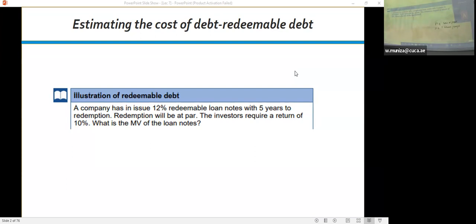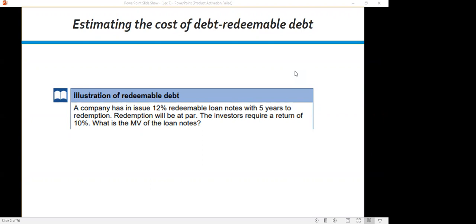So students, at the end of the year 5, because at par, the loan notes have to be redeemed, $100 is going to be redeemed. So we have to convert them into their present value. Then from year 1 to 5, how much interest is going to be paid, students? It's 12%. So 12% of 100, it is 12. So yearly payment will be 12.